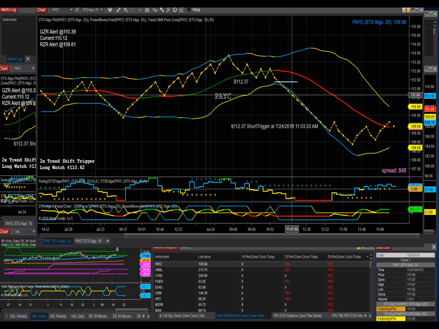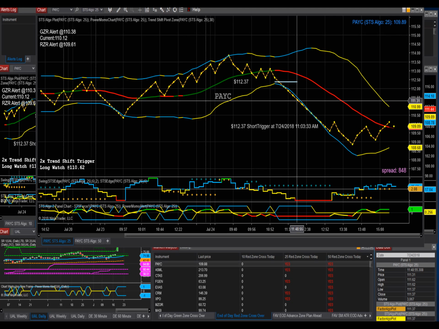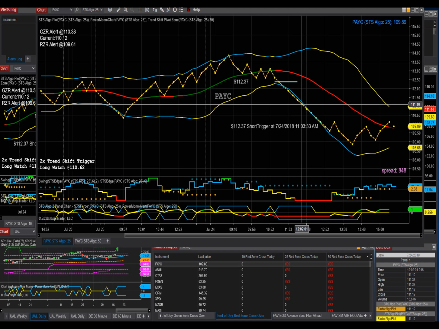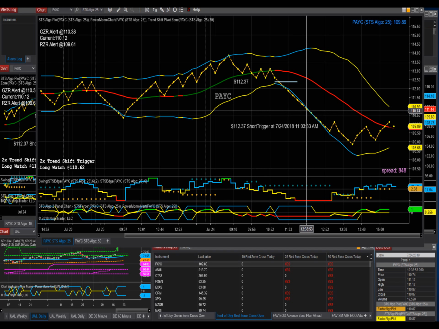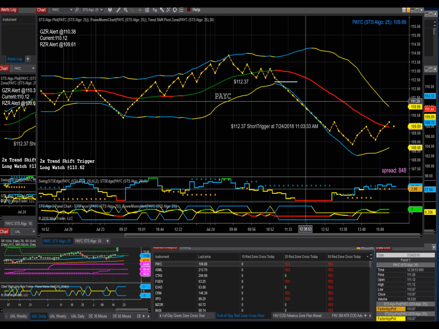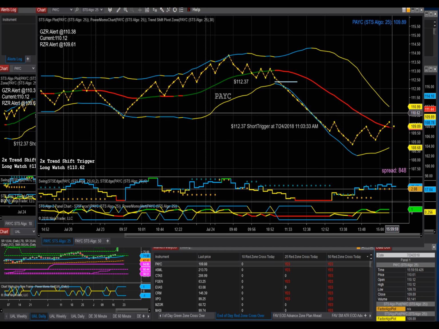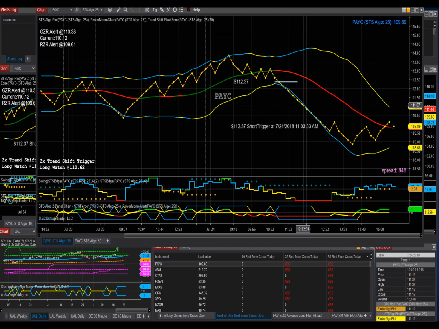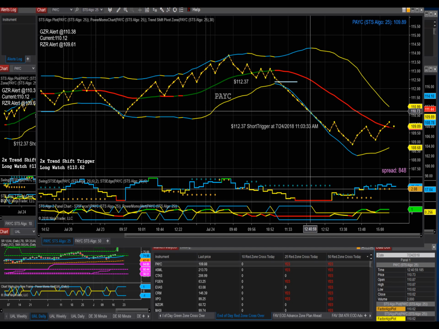Now it takes it 20 more minutes, from 11:33 to 11:47, to go another 25 cents. But then it went 25 cents in 1 minute, 25 cents in another 12 minutes, 25 cents. The next 25 cents took another 40 minutes. Now it probably chopped around in here with this floating yellow dot out here. Stay with your trade as long as nothing gave you any indication.